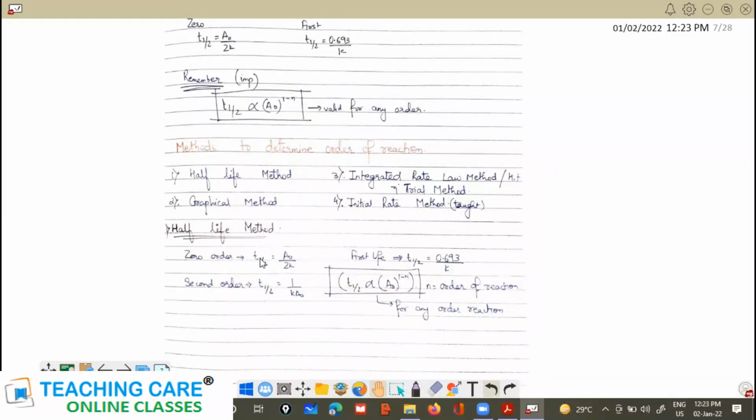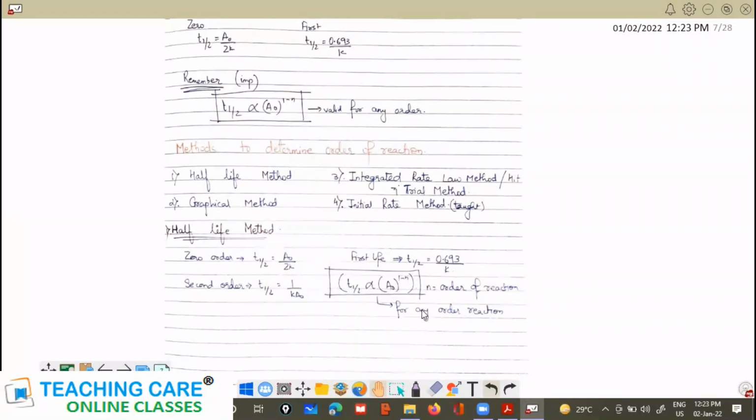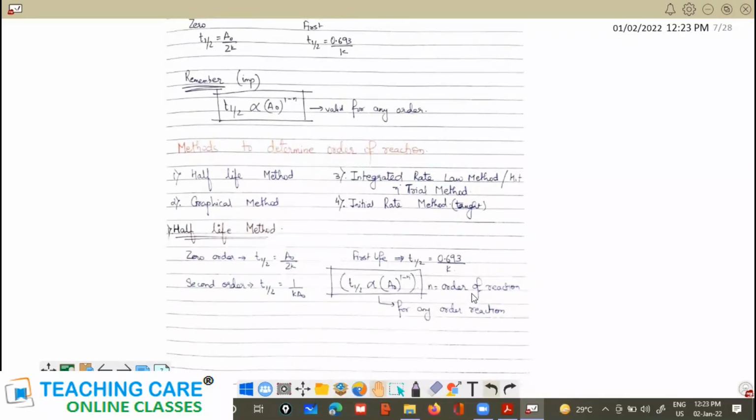So for zero order, t half is equal to a naught by 2k, and for second order it is 1 by k a naught. So first order is this one. What you get is a power of 1 minus n. So n will tell you the order of reaction: if you find the value of n, you will directly find the order of the reaction when you are given a half-life.